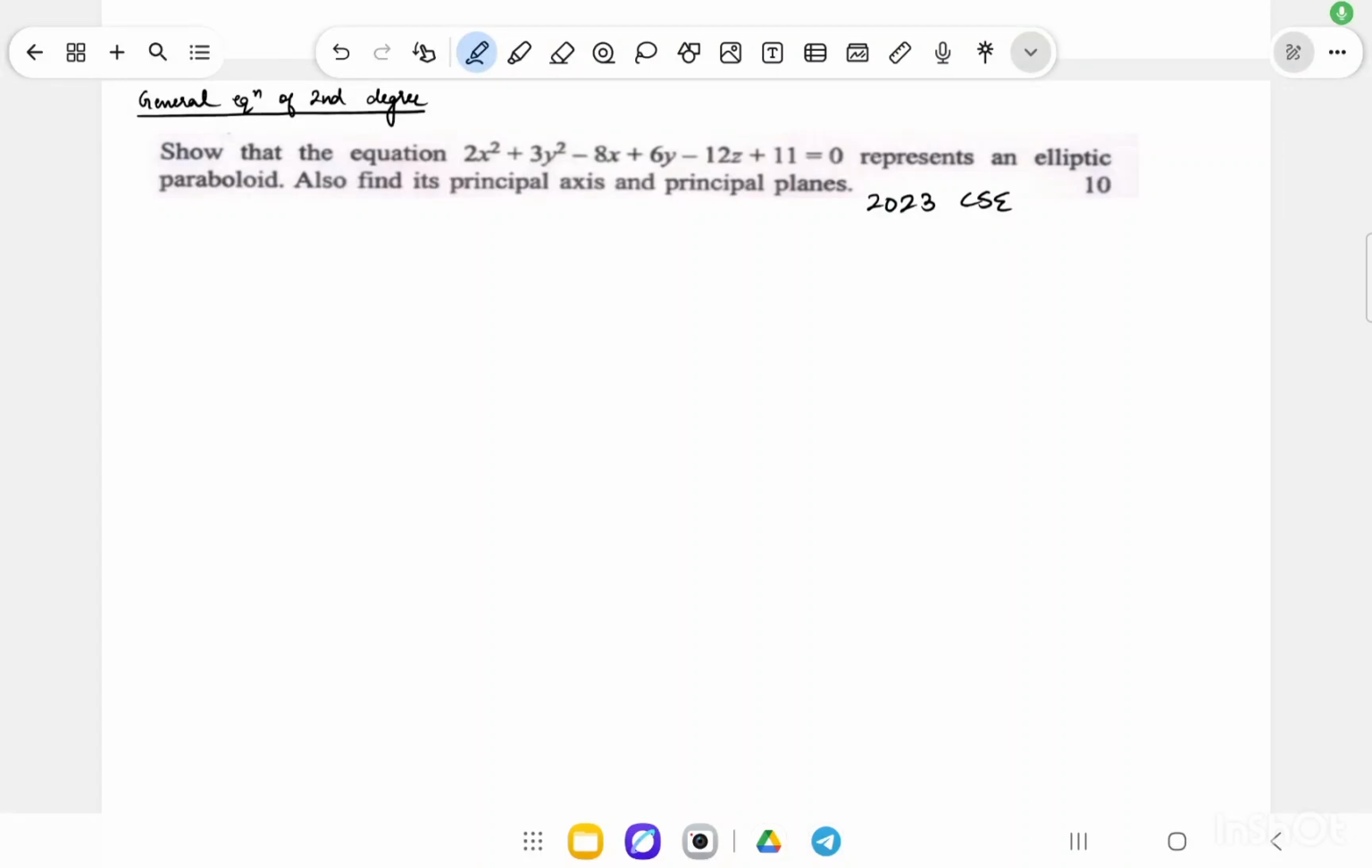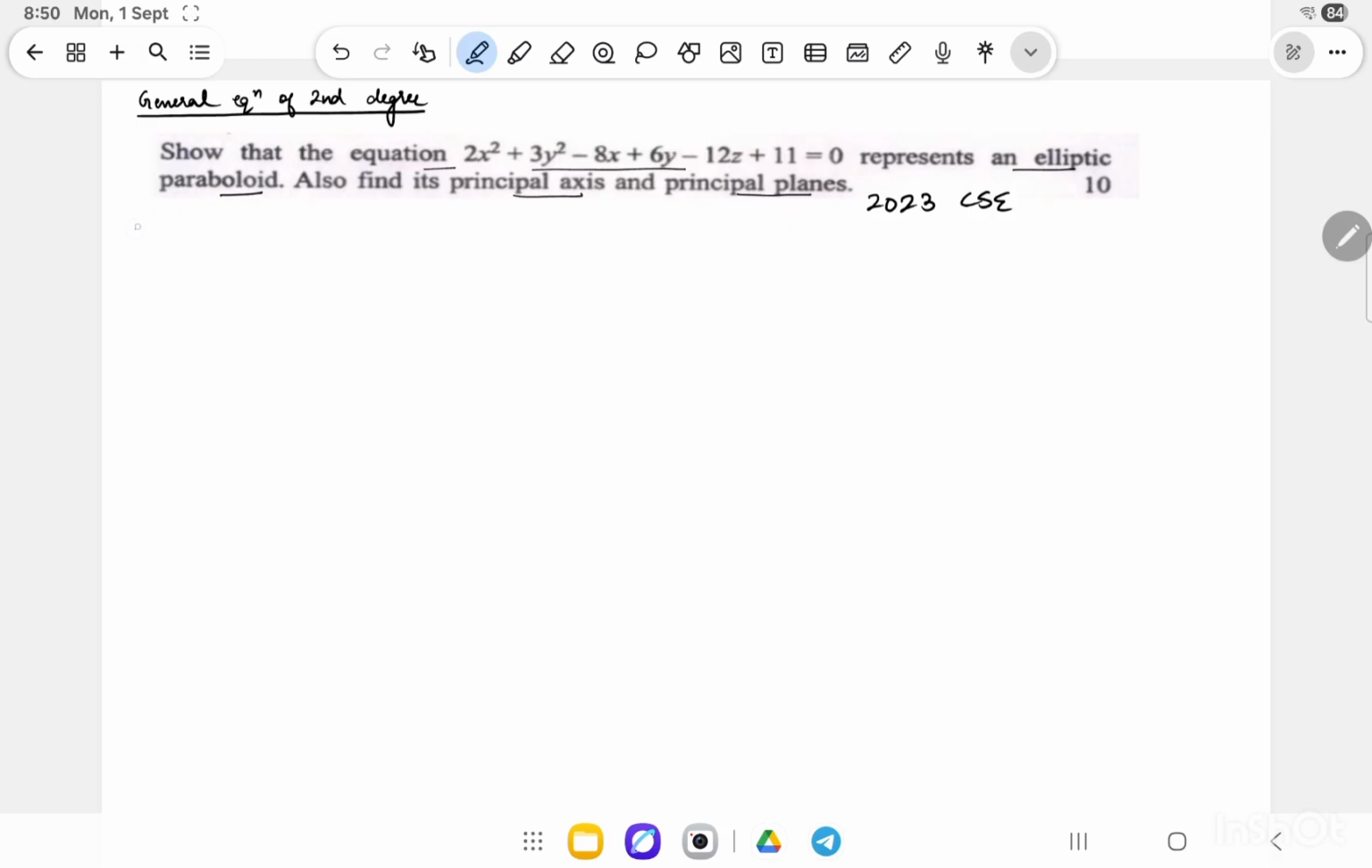Today let's discuss questions related to the general equation of second degree. Question 1 says: show that the given equation represents an elliptic paraboloid, and it also asks us to find the principal axis and the principal planes. First, let us compare the given equation with the general equation.